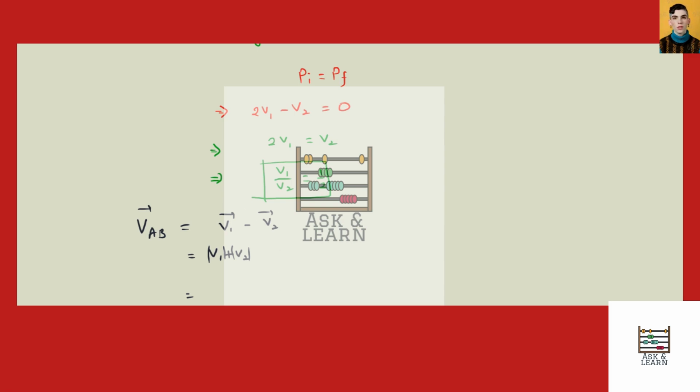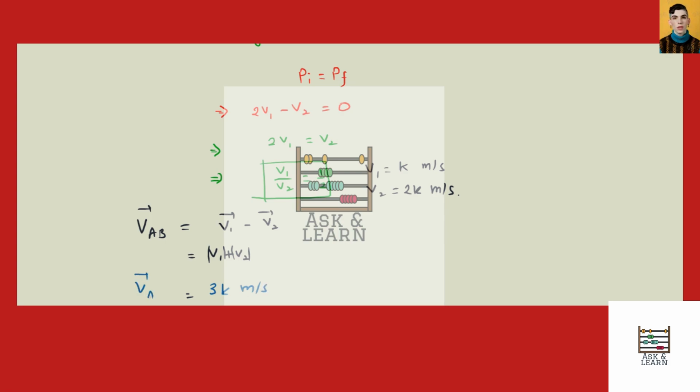So we can assume from this relation that v1 is nothing but a constant k meter per second, and v2 is nothing but 2k meter per second. So it means that v1 plus v2 is going to be 3k meter per second.